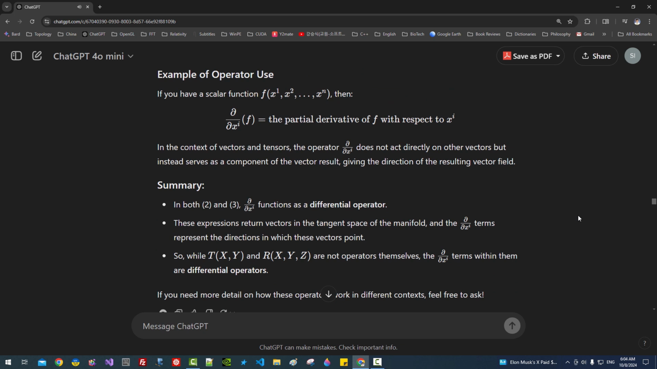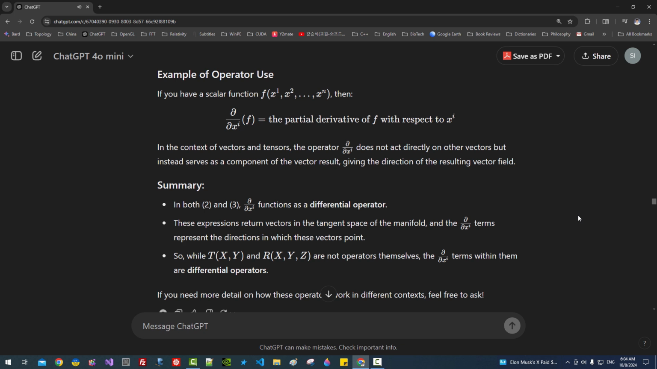Example of operator use: if you have a scalar function f of x^1, x^2, ..., x^n, then ∂/∂x^i applied to f takes the partial derivative of f with respect to x^i. In the context of vectors and tensors, the operator ∂/∂x^i does not act directly on other vectors, but instead serves as a component of the vector result, giving the direction of the resulting vector field.